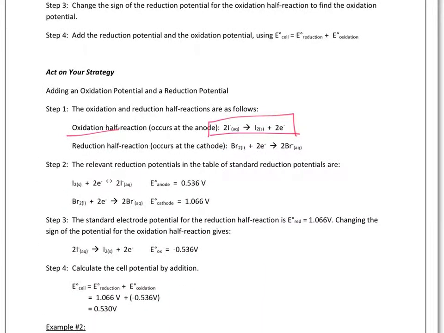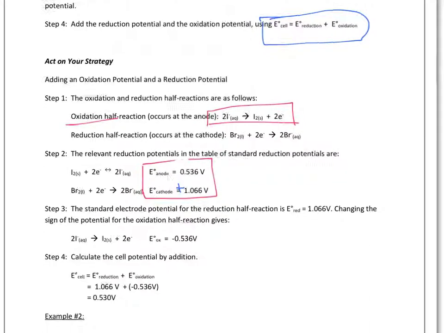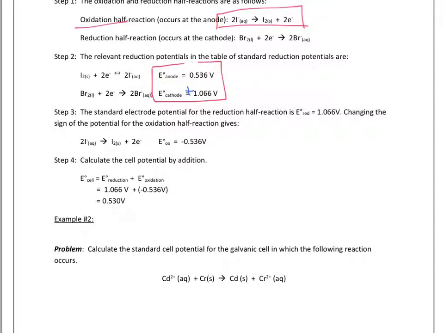As well, we will write down now the cell potentials from the table next to the half reactions, making sure that we change the sign there on the one that's undergoing oxidation. Once you've changed the sign, the last step that you would have to do is completing the equation by just adding these two together. Once they're added together, we will get an overall answer of 0.530 volts.